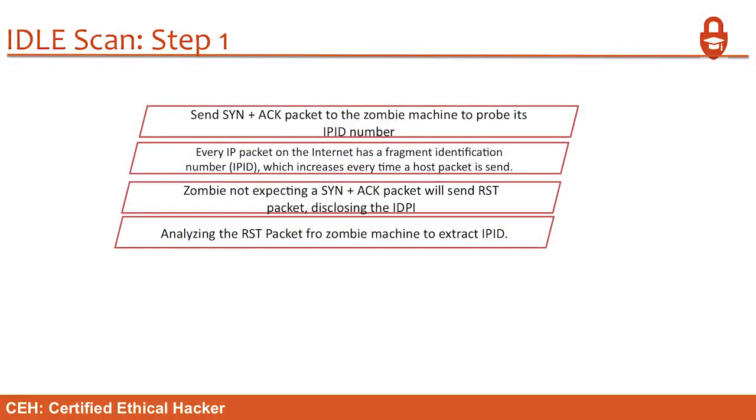So we talked about the idle scan previously. Now we're going to go through it in detail. We're going to send a SYN plus an ACK packet. So that's not two packets, right? We're just setting two flags inside of one packet, just to be clear. So we're going to send a packet with the SYN and the ACK flags set.